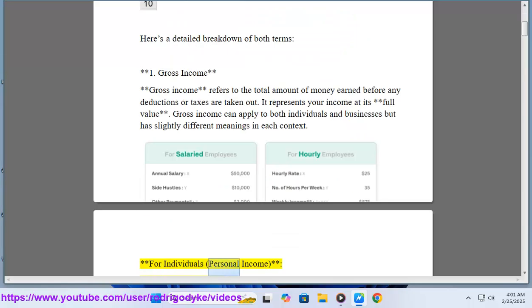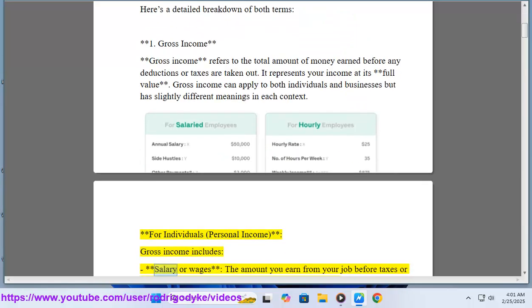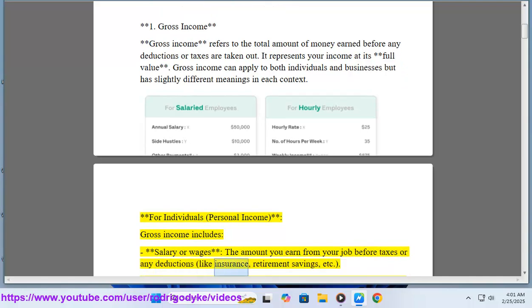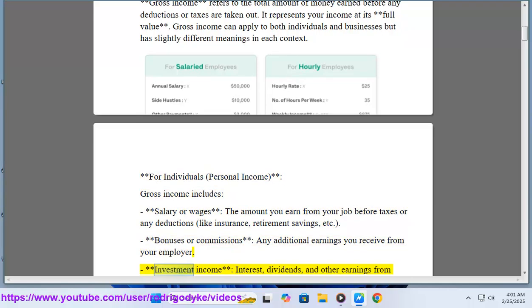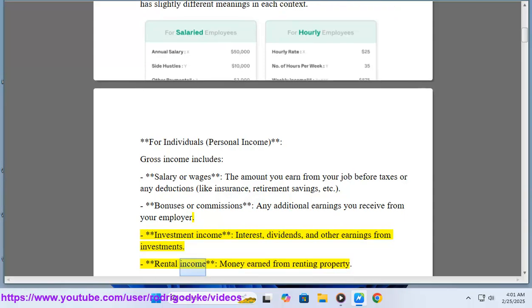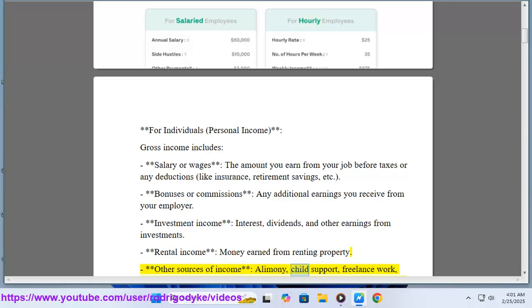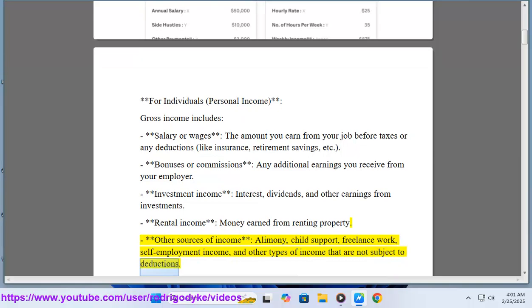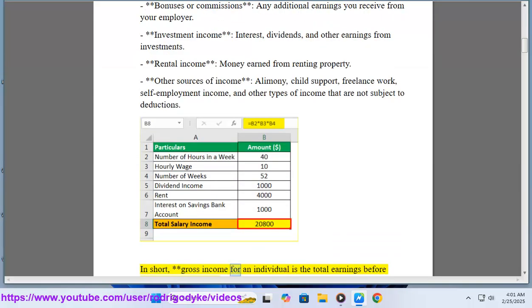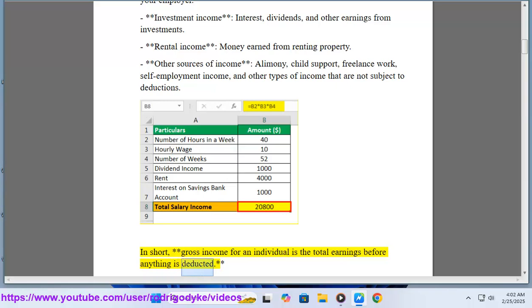For individuals, personal income, gross income includes: salary or wages, the amount you earn from your job before taxes or any deductions, like insurance, retirement savings, etc.; bonuses or commissions, any additional earnings you receive from your employer; investment income, interest, dividends, and other earnings from investments; rental income, money earned from renting property; other sources of income, alimony, child support, freelance work, self-employment income, and other types of income that are not subject to deductions. In short, gross income for an individual is the total earnings before anything is deducted.